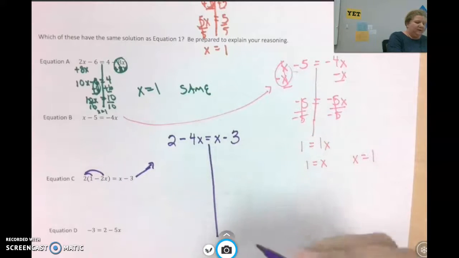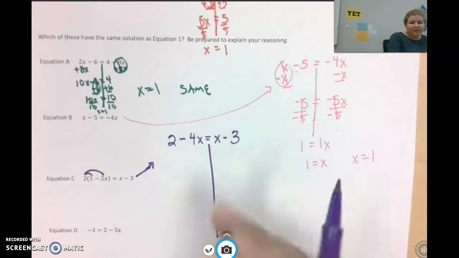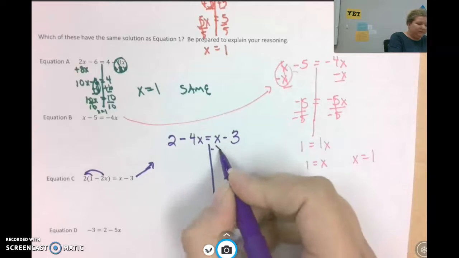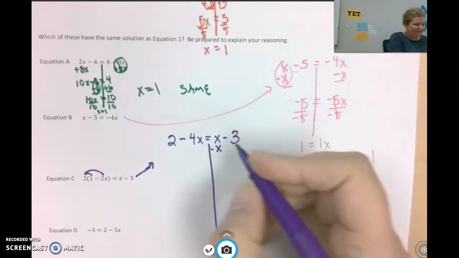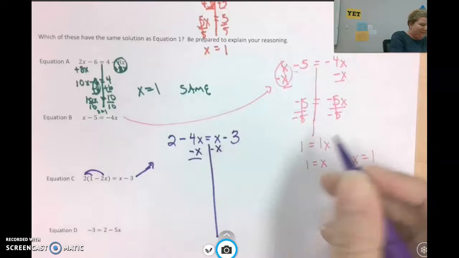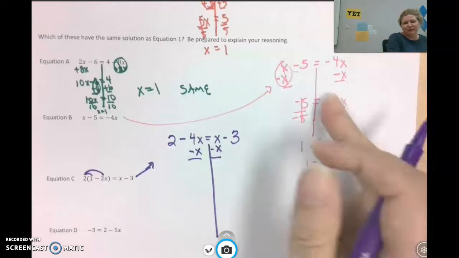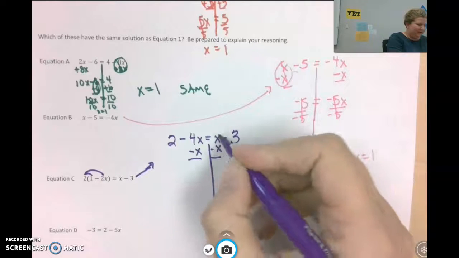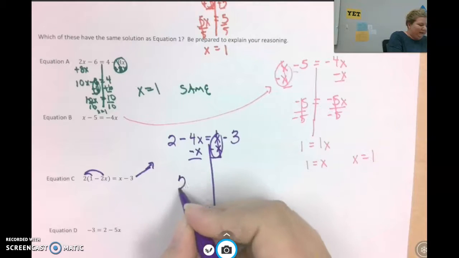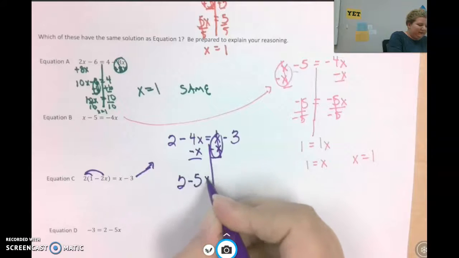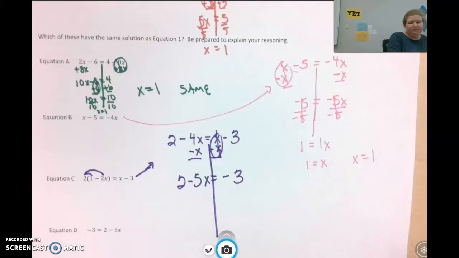Drawing my line as a reminder to do the same thing on each side of the equation. I want to move my variables to one side of the equation. I think I'll move them over here on the left. I usually do that, but sometimes I don't. I try to make a point to show you that it's okay to put the variables on the right as well. At any rate, 2 minus 5x equals negative 3.